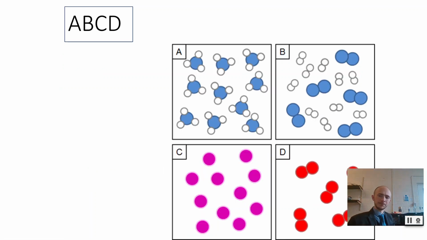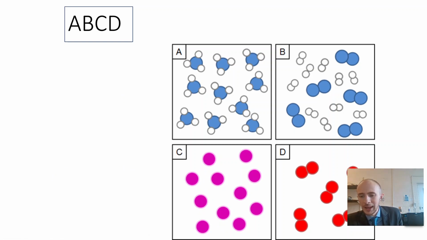Which of these is an element? The answer? C and D, and depending on what you said, possibly B. So, an element is one type of atom. So C is definitely an element. It's just one type of atom. It's a pink atom. I mean, in reality, they're not coloured, but that's how we've represented it.